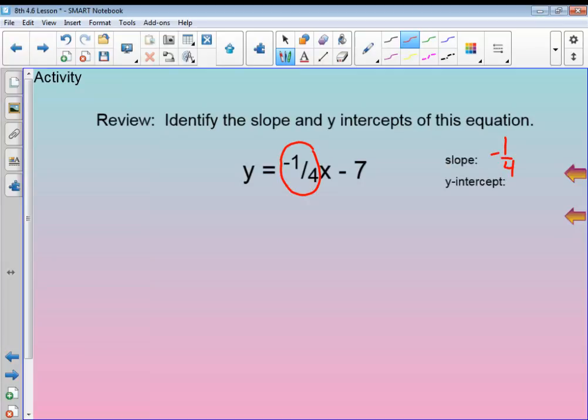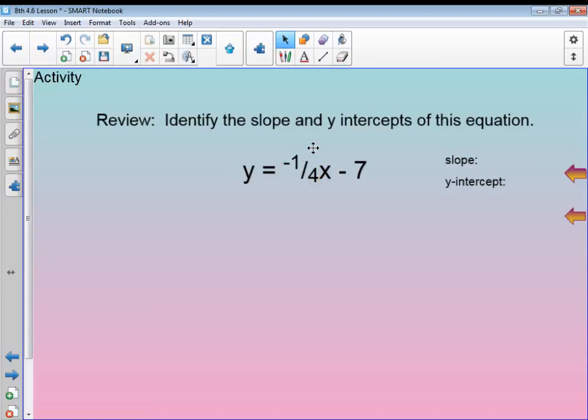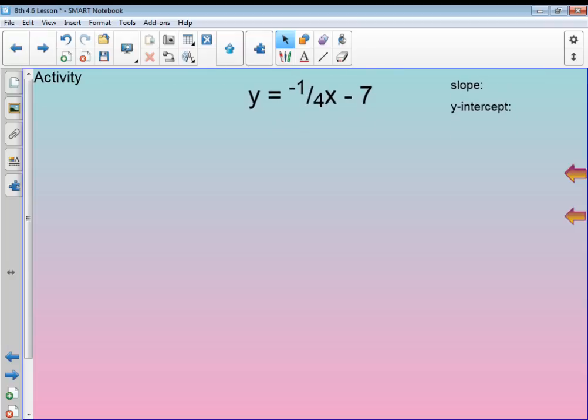That's our rise and our run. And our Y-intercept was at negative 7. So in a previous lesson, we went through and actually learned how to graph this equation. Today, we're going to be working on a little bit of the opposite, where we're going to be learning how to write an equation from a given line. Okay, so we'll go ahead and start off pretty basic.